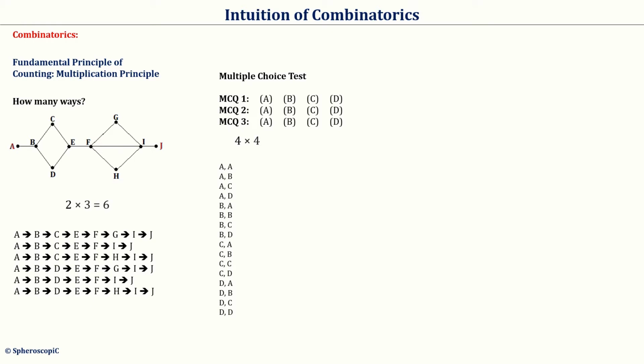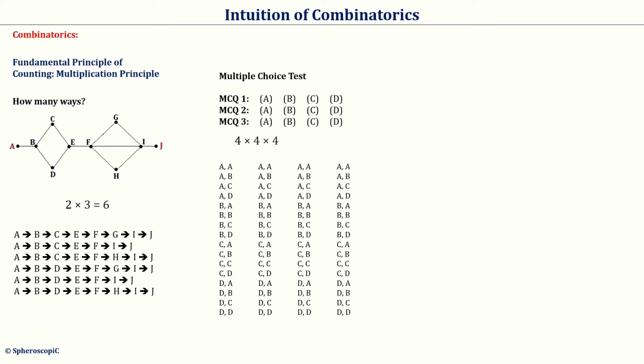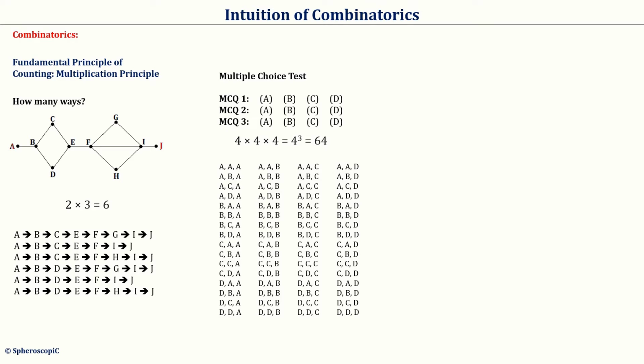Then after each of these possible 2 options, test taker can select. For MCQ 3, test taker can select an option in 4 ways again. So in total, 4 to the power 3 or 64 ways, a test taker can respond to the MCQs in the test. In all these possible arrangements, we can notice the objects which are arranged can repeat.